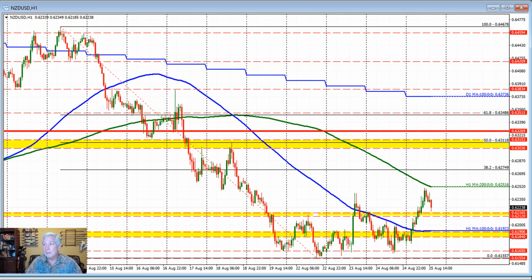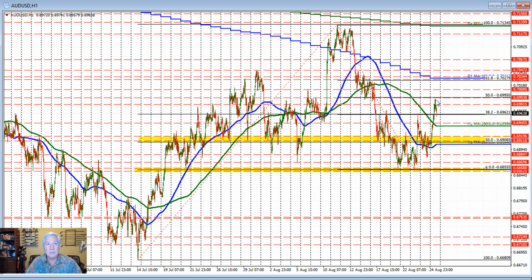And finally the Aussie versus US dollar, we did move up toward the 50% retracement of this move to the downside and found sellers. We are above the 200-hour moving average in this currency pair, which gives it a little bit more of a bullish bias. At least the buyers are making a play in this currency pair. Can they keep control? Got to stay above the 200-hour moving average.